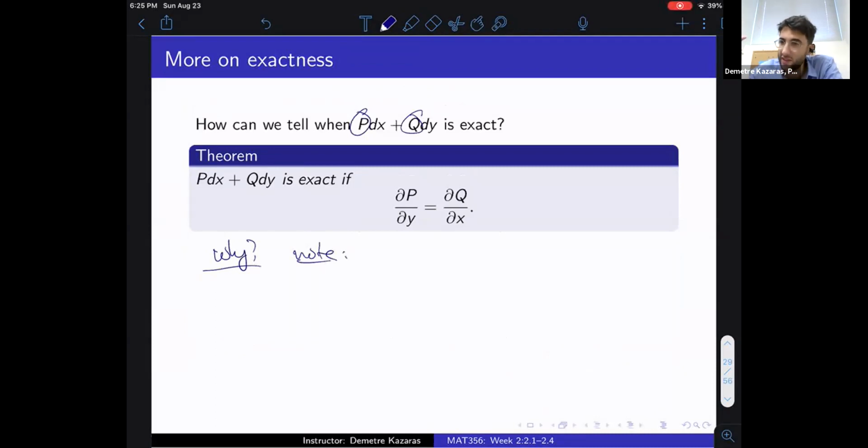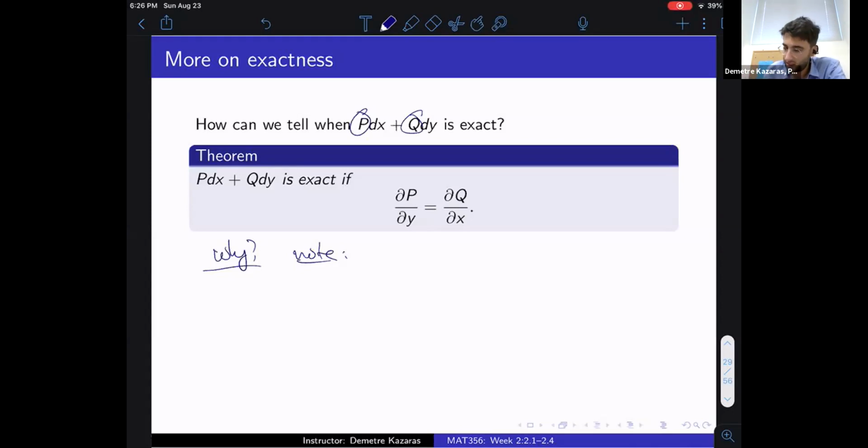Yeah, I mean, this is a kind of interesting question. When can you write a symbol like this as the differential of a single function? So this is actually a little bit deep. It's probably the deepest thing we've seen so far in this class. Let me just give you a hint to what's going on here.